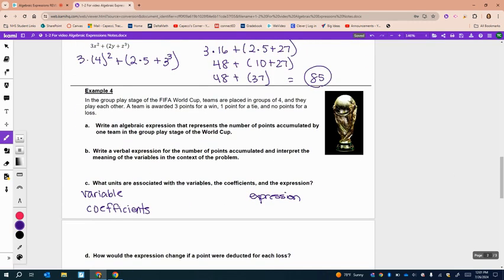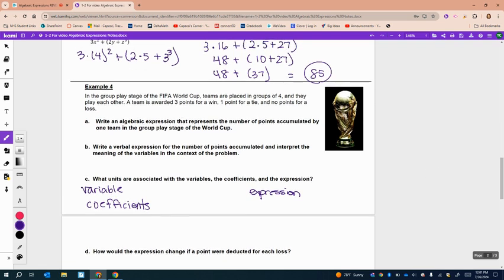Okay, let's move on. Let's take a look at example 4. This is a word problem. In the group play stage of the FIFA World Cup, teams are placed in groups of 4 and they play each other. A team is awarded 3 points for a win, 1 point for a tie, and no points for a loss. For those of you that play sports, this happens in a lot of tournaments that you do, so you figure out who moves on to the next level.